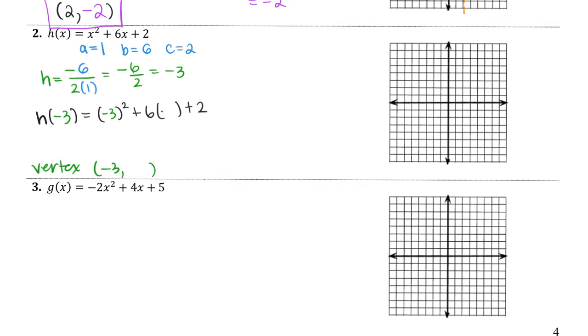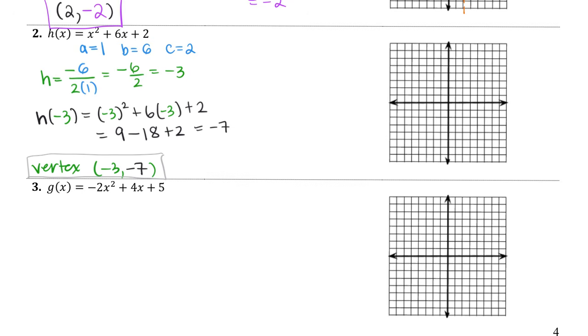Negative 3. Negative 3 squared, negative 3 times negative 3, is positive 9. 6 times negative 3 is negative 18, plus 2. 9 minus 18 is negative 9. Negative 9 plus 2 is negative 7. If you keep messing up on the last step, just use your calculator. I would rather you do the algebra right and not stress about the arithmetic.